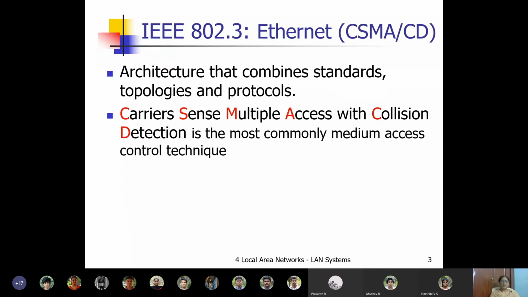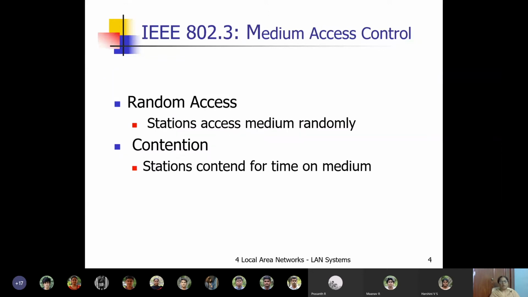One of the important protocols is carrier sense multiple access with collision detection. It is the normal protocol which is used for LAN. We'll see what it is. Before going into the details of the protocol, we'll see what medium access control is. We have a single shared medium which is accessed by all the stations in the LAN, and every station will compete to acquire the medium.